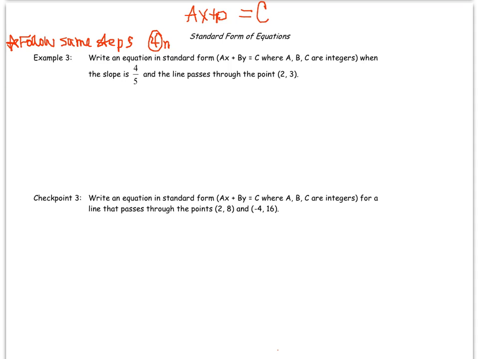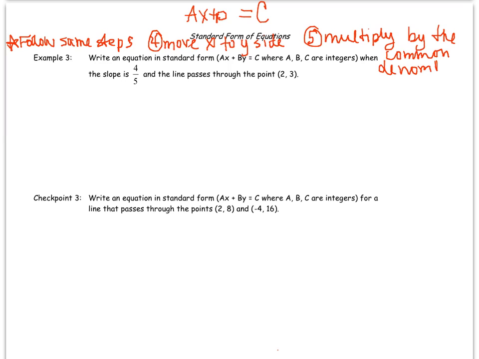Step 4 is going to be move x to the y side, and then step 5 is multiply by the common denominator, because we're going to end up with fractions on most of these that we need to get rid of. And remember, when we were solving equations, we talked about how if you have fractions in an equation, if you multiply every single term by a common denominator, that fraction will go away completely.